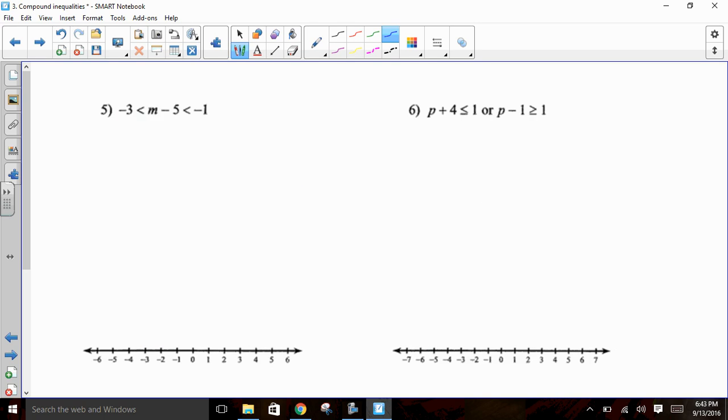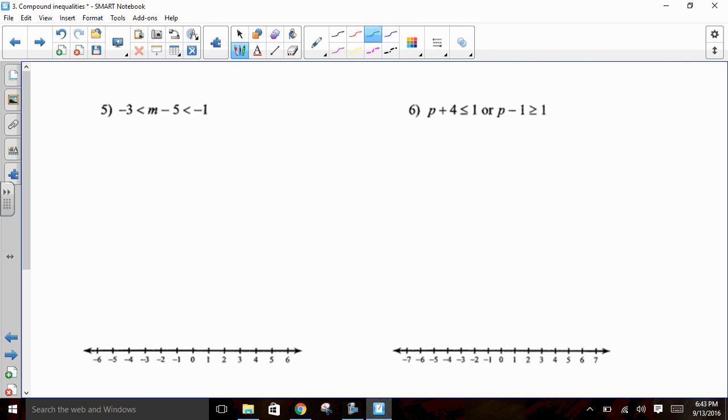Alright, number 5, apologize. Number 5 is going to be an example of an and problem, because I look and I see A, I don't see the word or, that's a good indicator, and B, I see 2 inequality signs with only 1 variable, so therefore it has to be and.